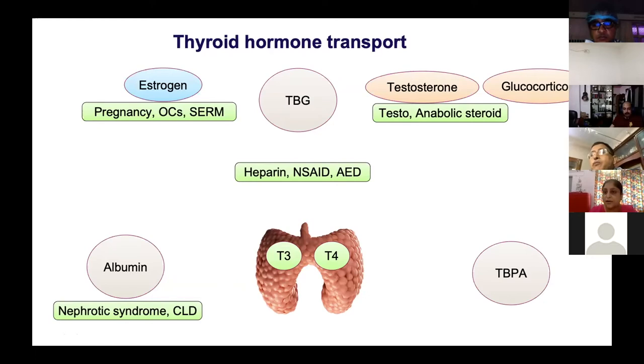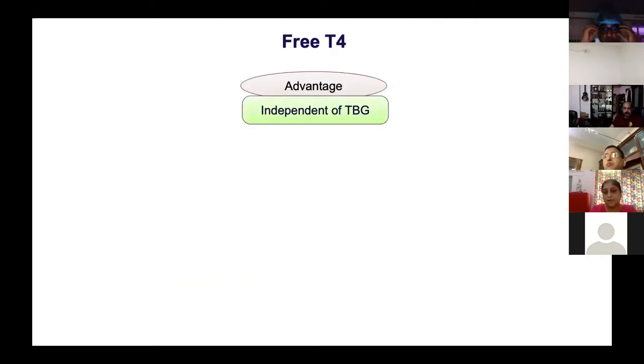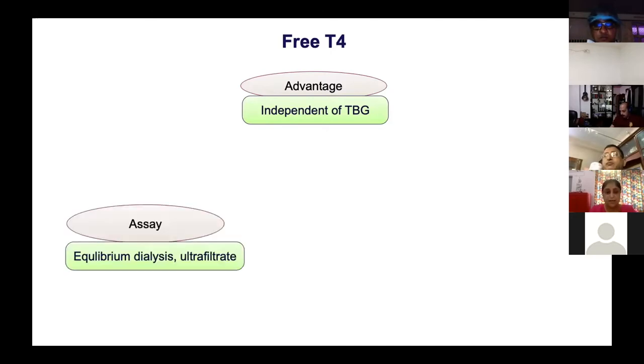These shortcomings are taken care of. Free thyroid hormone estimation is always the preferable way of estimating, wherever available. The advantage, as I said, is that it is independent of the effects of TBG levels, and the assay is somewhat different. The issue is that it is quite cumbersome and more expensive, so it is not available at all places. Mostly the labs do total T4 levels, and the machine needs to be frequently calibrated. It's a cumbersome procedure. So if available, always go for free T4 levels.